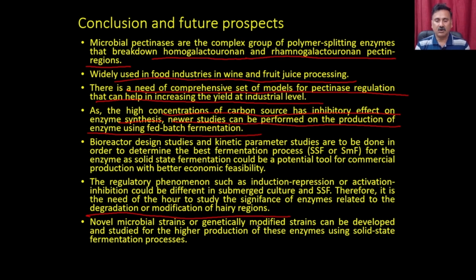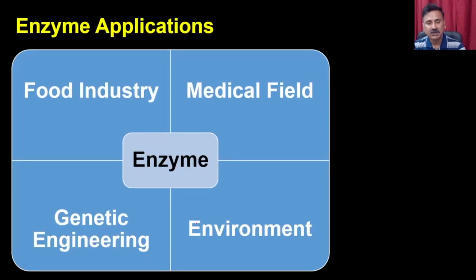Novel microbial strains or genetically modified strains can be developed and studied for higher production of these enzymes using solid state fermentation processes. So this is all about the enzyme applications in the food industry, in the medical field, in genetic engineering, and in the environment. If you recall, the role of enzymes in genetic engineering we have discussed in detail when we were talking about how you can use enzymes in cloning, how you can do PCR and all other kinds of things. So that's why I have not taken that part and discussed it in this particular module.